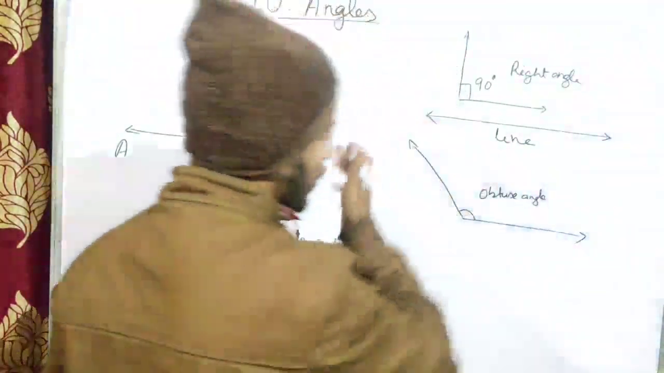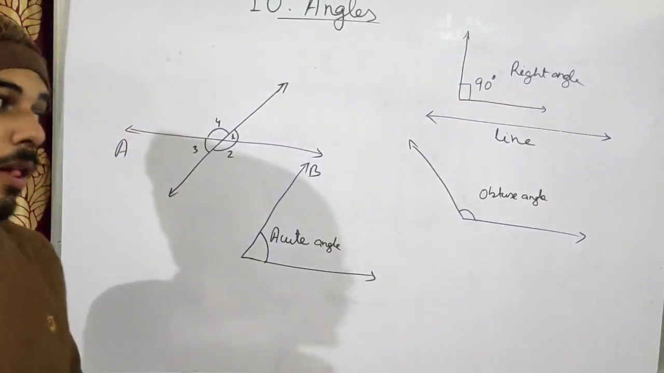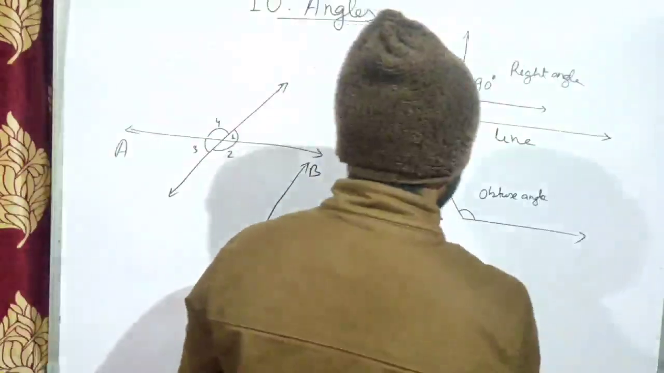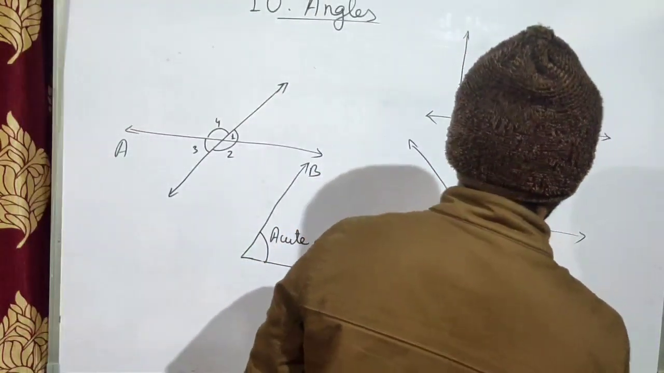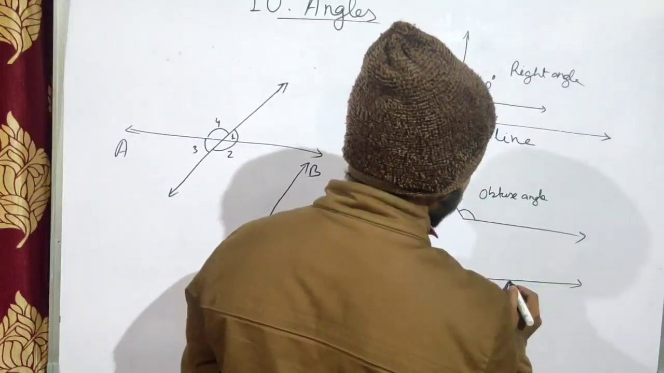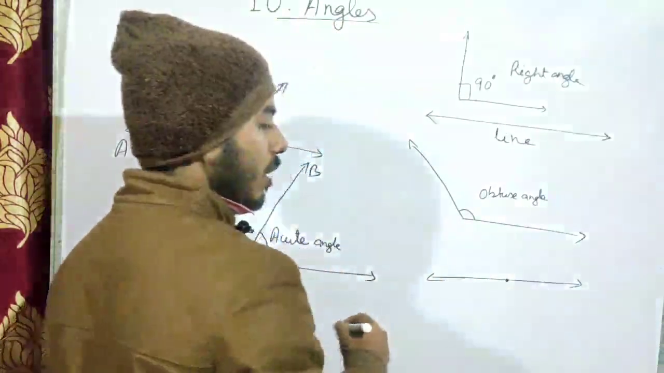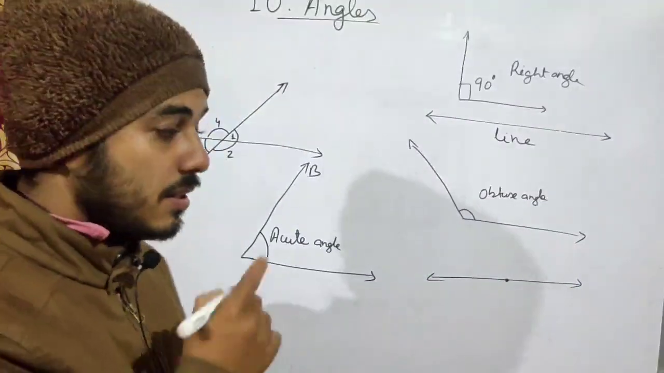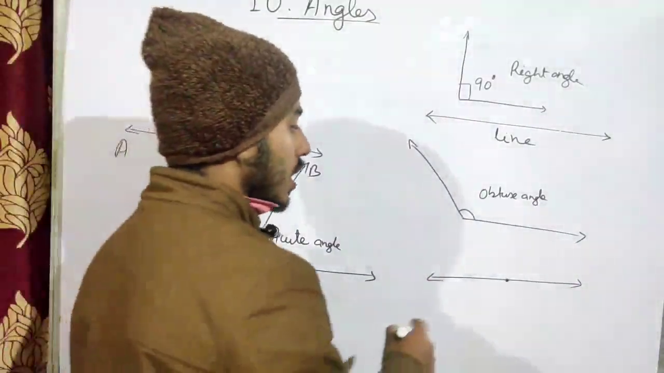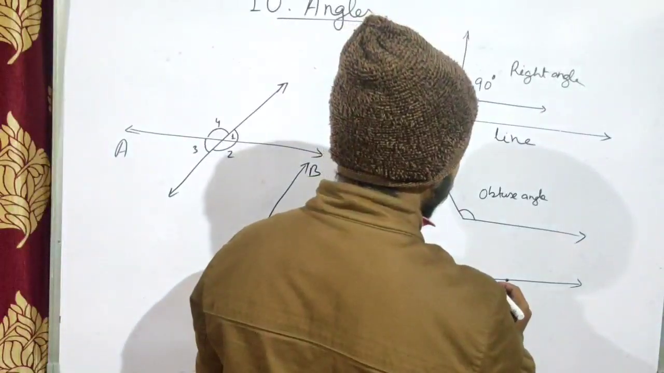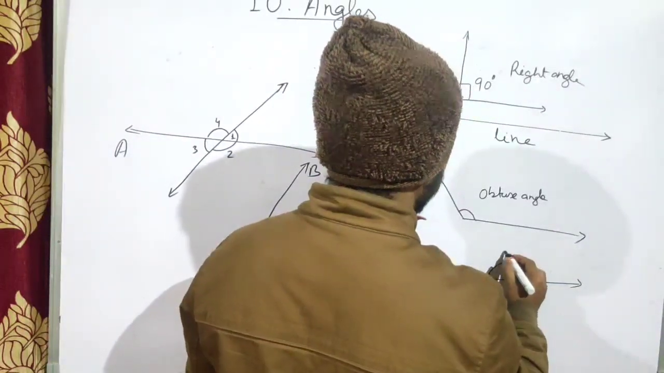Clear? Obtuse. And now if we have a straight line, there are how many rays? Two rays, from this point, one ray, this is another ray. If we have a straight line like this, then this angle is known as what? Straight angle. Then this angle is known as a straight angle.